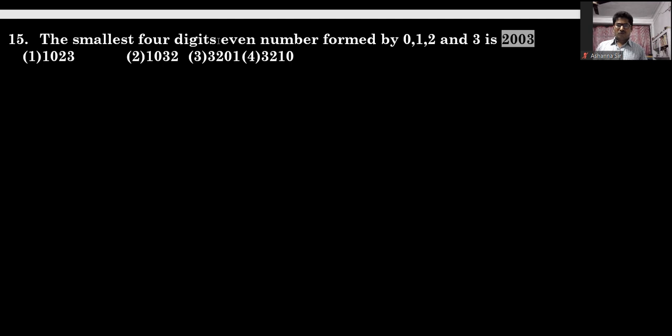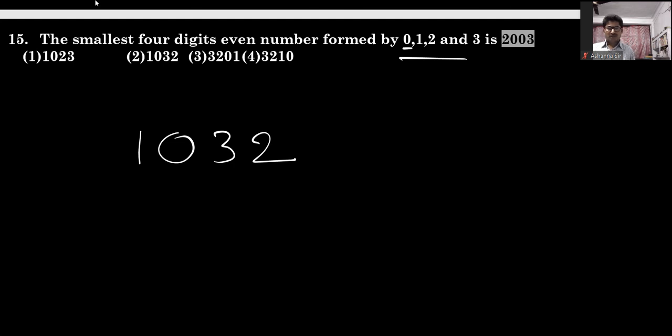15. The smallest 4-digit even number formed by 0, 1, 2 and 3 is. Smallest 4-digit even number. To write the smallest 4-digit number, first we have to write 1, not 0. We have to keep this 0 in the second place. 1032. So this is the smallest 4-digit even number formed by these 4 digits. So option 2.